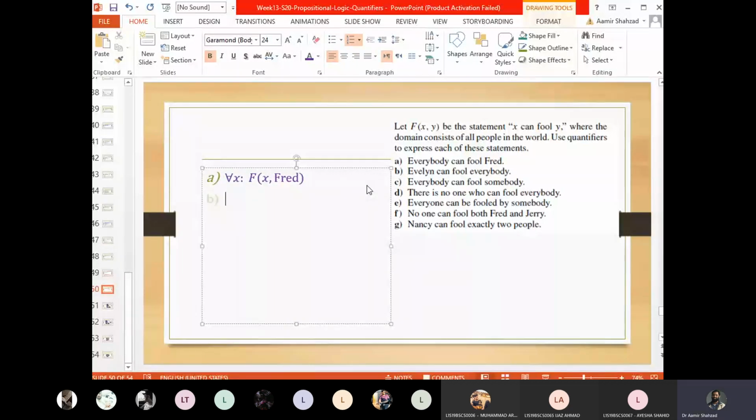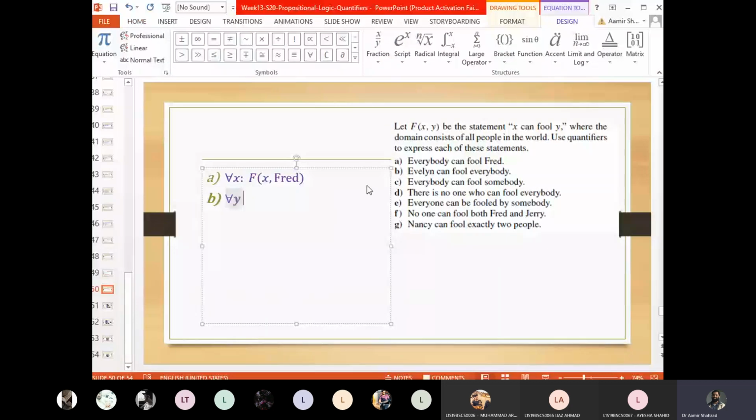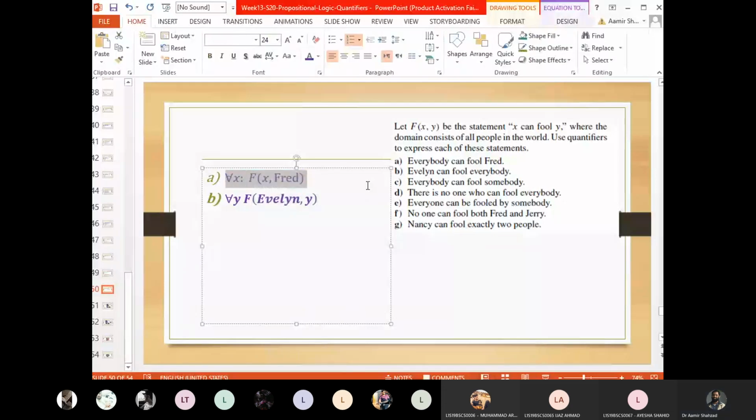Next statement: Evelyn can fool everybody. Now the first person x is Evelyn, and Evelyn can fool everybody. So we write down for all y, because everybody is going to get fooled by Evelyn. Evelyn can fool everybody, so this is going to be y. So everybody can be fooled by Evelyn.